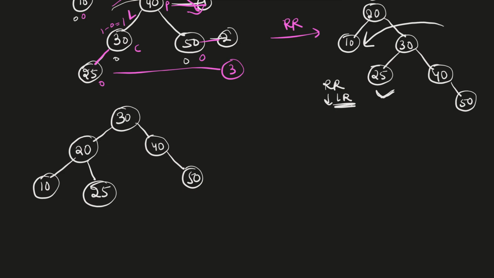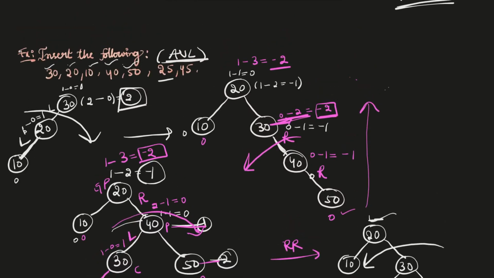So now again checking the balance factor of each node, all the leaf nodes would get 0, and coming to 40 it is left minus right, so it is 0 minus 1, that is equal to minus 1. At 20 it is 1 minus 1, that is equal to 0. At 30 it is having 2 levels, and right side also 2 levels, so it is 2 minus 2, that is equal to 0. So now the tree is balanced. Now let's see what we need to insert next.